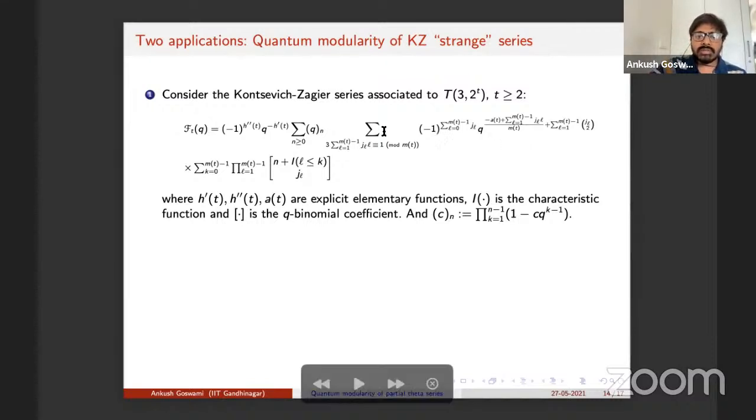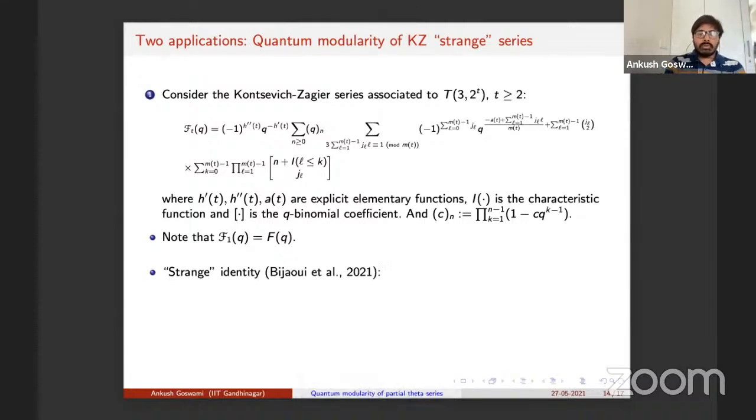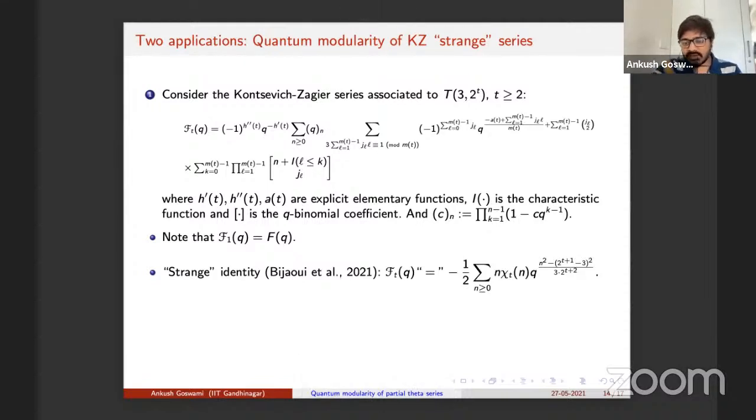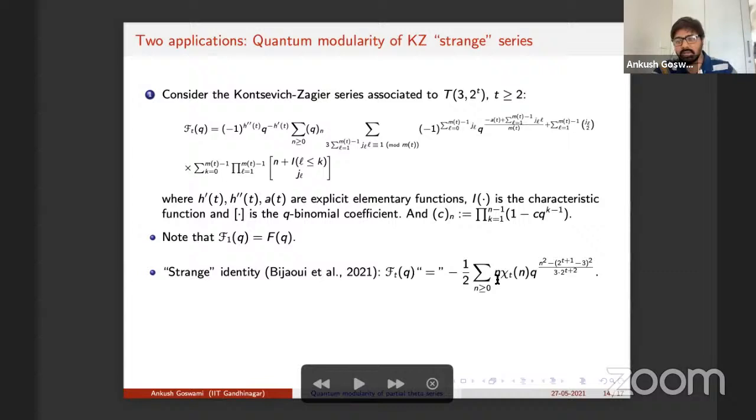All right, another reason why this function is important to study is that if you take t equals 1, it corresponds to the function that Zagier considered in his study. Very recently, Bijaoui and others established a strange identity for this function F sub t of q, similar to the strange identity for the function F of q. They showed that F sub t of q satisfies this strange identity, where this equality within quotes means the same as we had before. And then on the right-hand side, you have negative one half times this partial theta series, and this chi sub t of n is a periodic function.